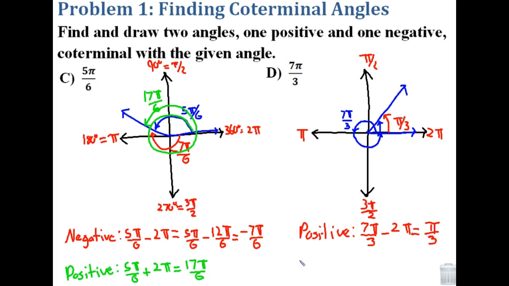We can next find the negative angle. We'll take that pi over 3 now, and again subtract 2 pi, subtract a rotation. So pi over 3 minus 6 pi over 3, that's going to give me 5 pi over 3. So our negative angle here will just be negative 5 pi over 3.